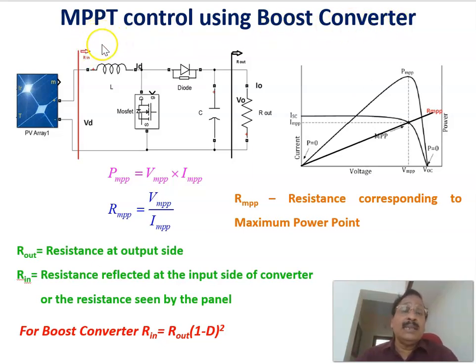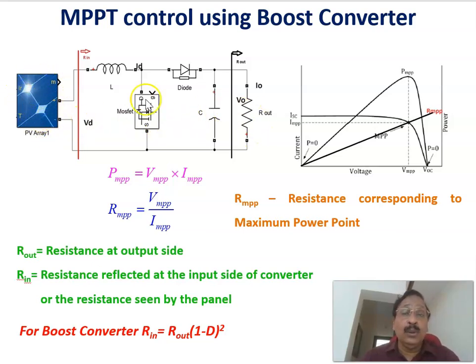One application I am going to explain is the maximum power point tracking control of a PV cell or photovoltaic system. This is the photovoltaic array and this is the boost converter that we have already seen: inductor at the input side, the switch, the diode, the capacitor, and this is the load. Therefore, this is a boost converter and this is the PV array.